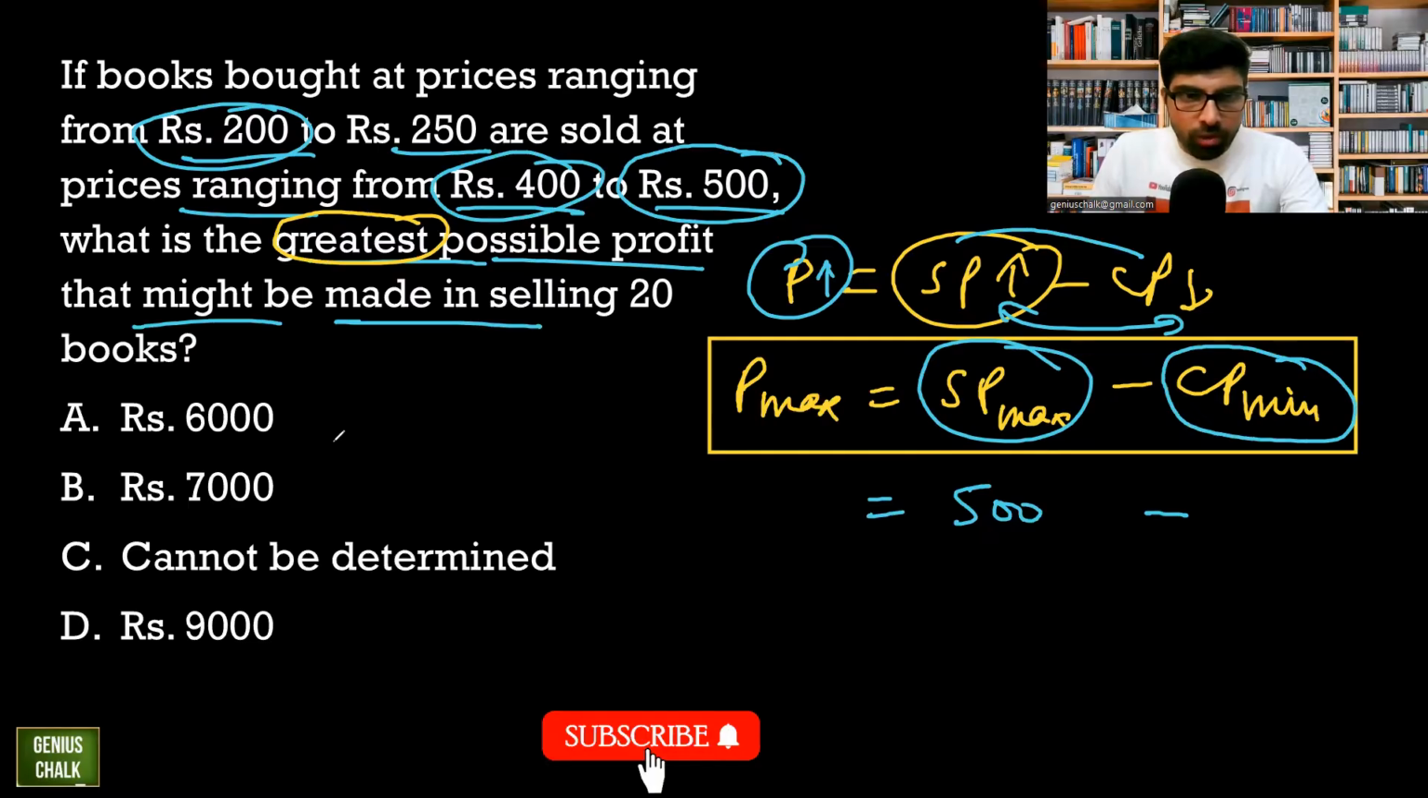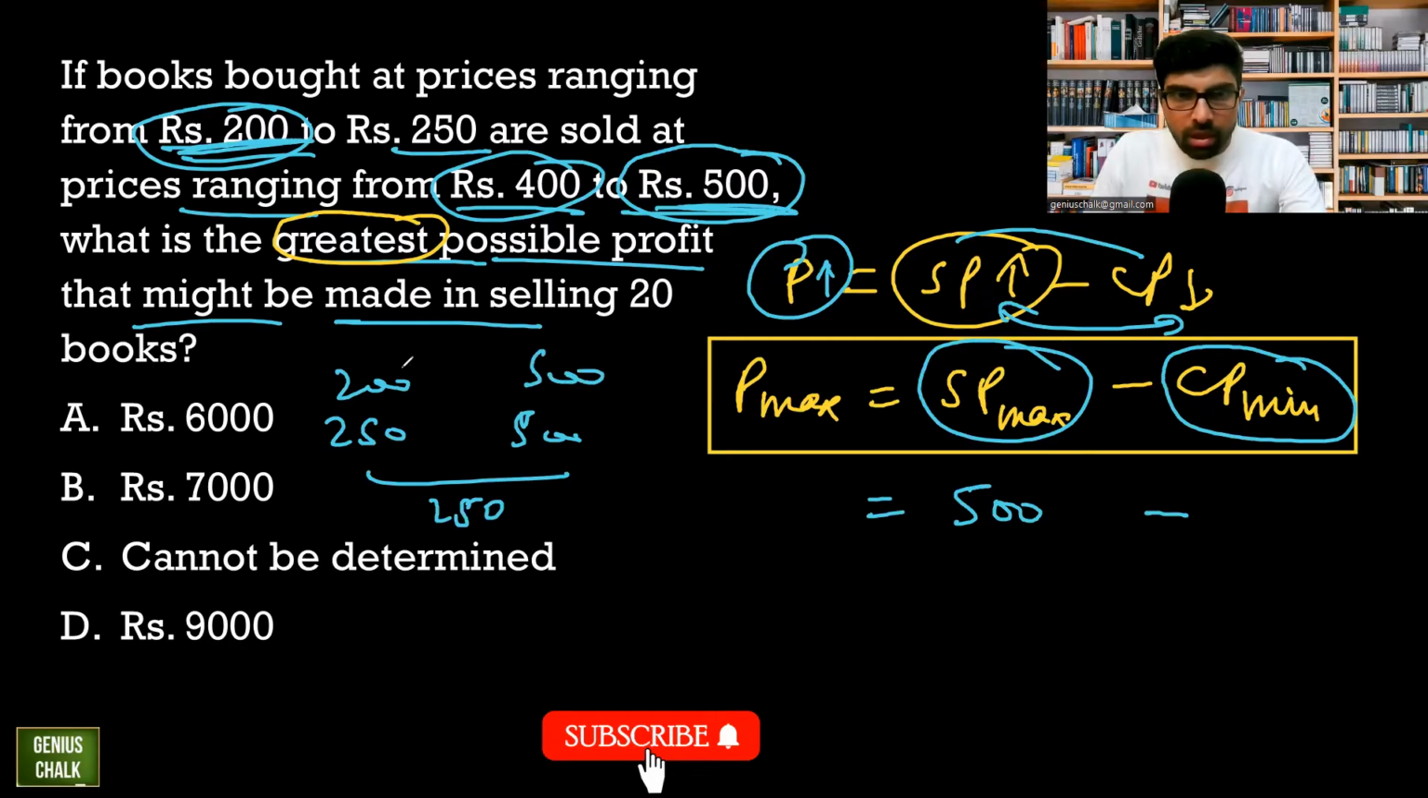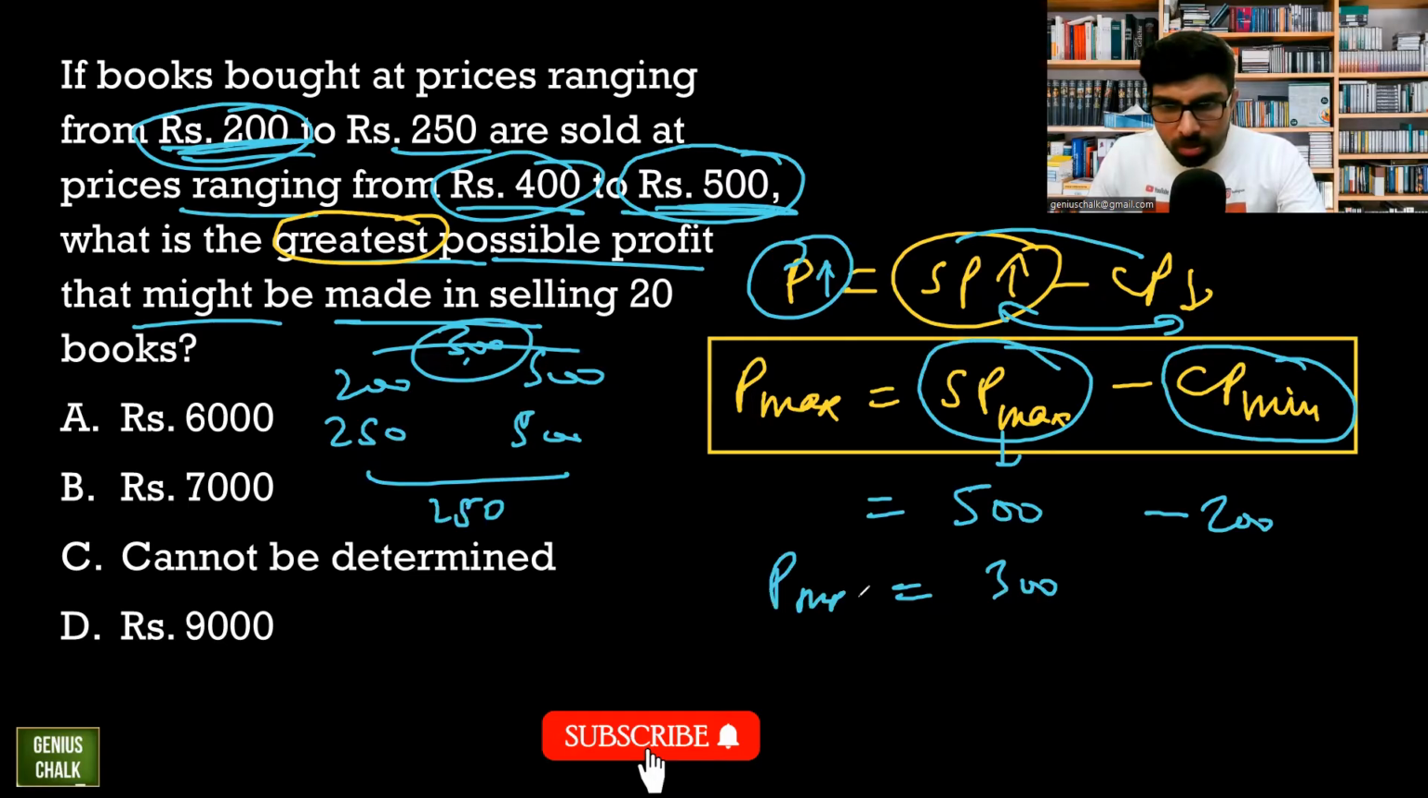You see, if you take 250 and 500, what is the gap? It is just 250. But if you take 200, the least value of cost price, and the highest value of selling price, the gap is highest. So basically, we are just finding where the gap comes out to be highest. So 500 is the maximum selling price, the minimum cost price is 200, so it is 300. So maximum profit is 300.